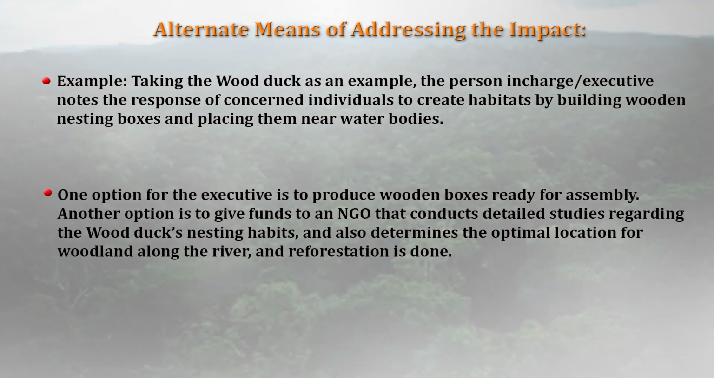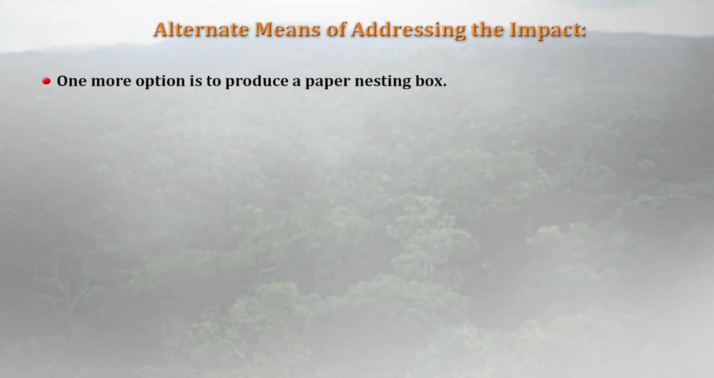One option for the executive is to produce a wooden box that is ready for the assembly. Another is he will give funds to an NGO that is going to conduct certain detailed studies regarding the wood duck's nesting habit, and it will determine the optimal location for the woodland along the river, and then reforestation is done. One more option is to produce a paper nesting box.